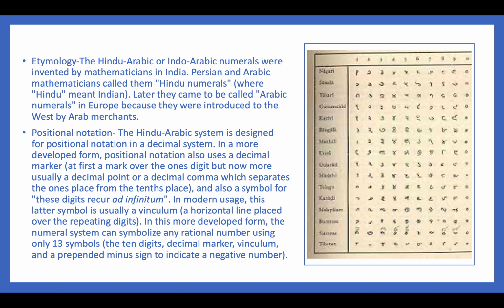In modern usage, this latter symbol is usually a vinculum, a horizontal line placed over the repeating digits. In this more developed form, the numeral system can symbolize any rational number using only 13 symbols: the ten digits, decimal marker, vinculum, and a prepended minus sign to indicate a negative number.